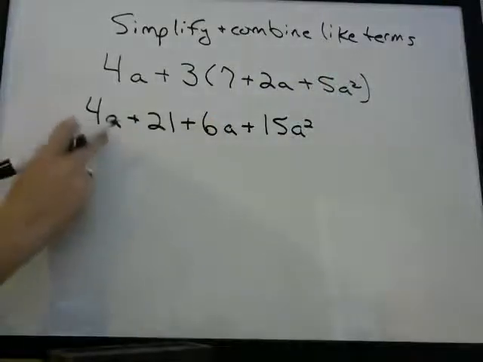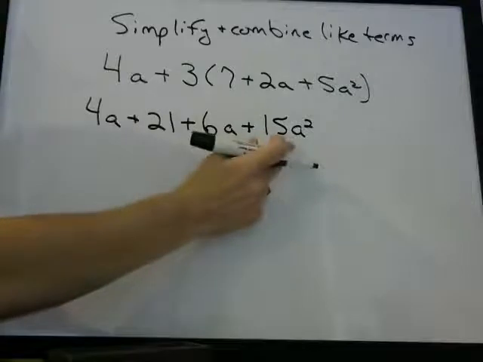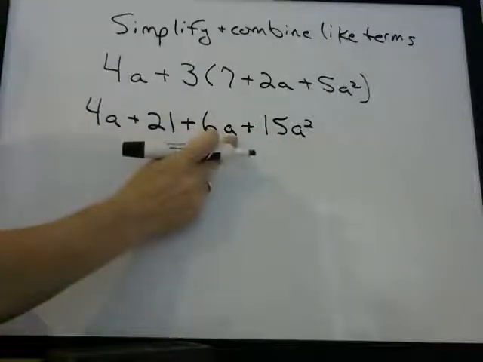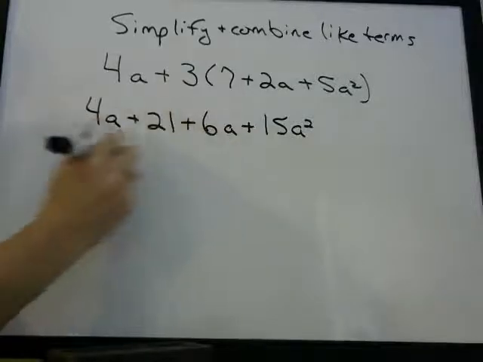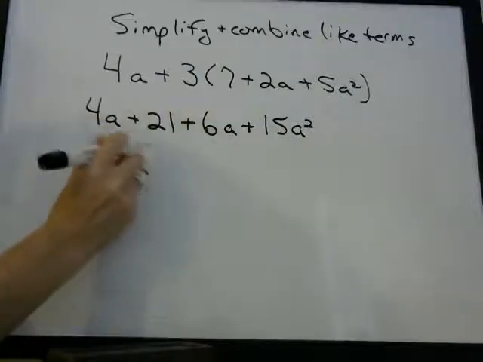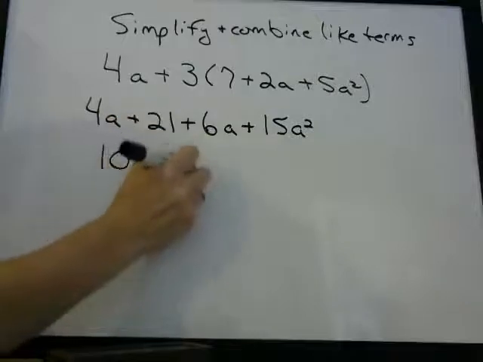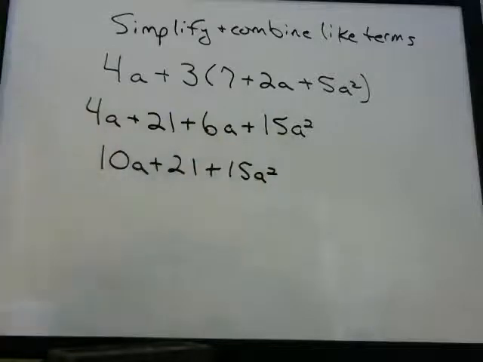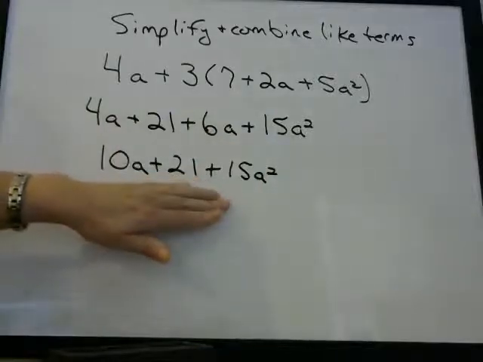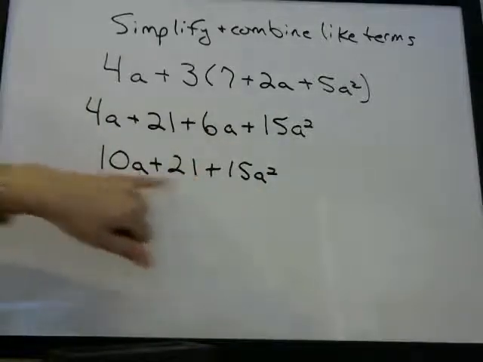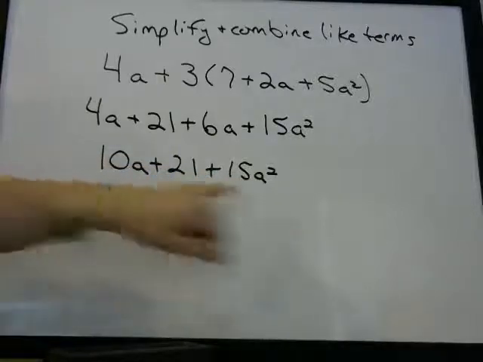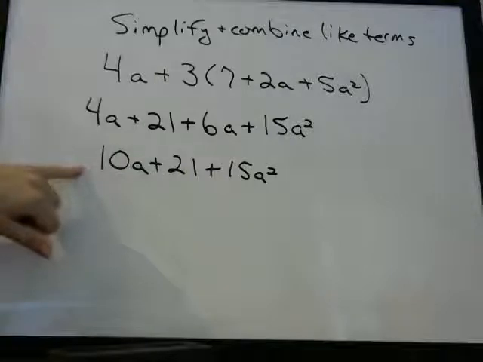So now we have 4a plus 21 plus 6a plus 15a squared. There are two a terms here: 4a plus 6a. 4 plus 6 is 10. So we have 10a. We keep the 21 plus 15a squared. This is as simplified as we can get it. We can't combine this a with that a squared because a and a squared are not the same thing. So this would be the answer to this problem: 10a plus 21 plus 15a squared.